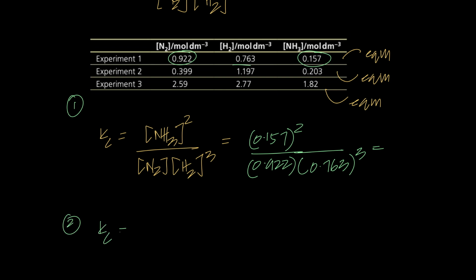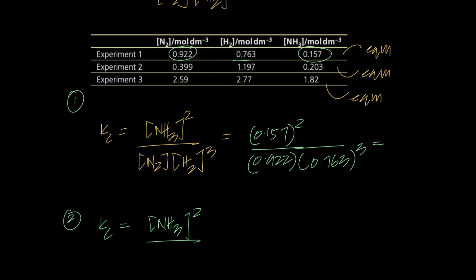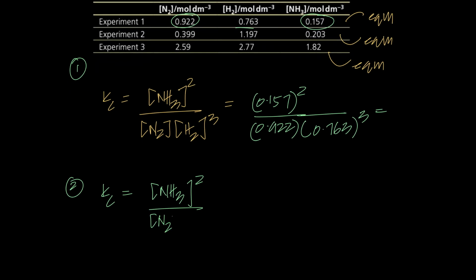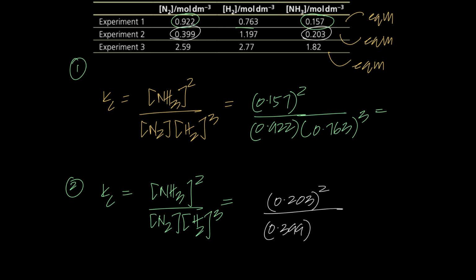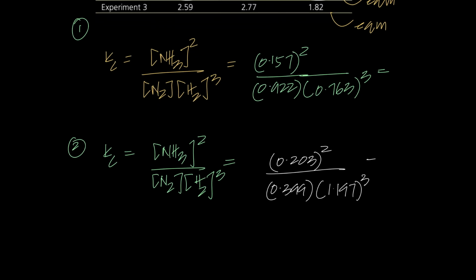I'm going to start with experiment 2. Somebody calculate it and tell me the answer. It's the same idea, just the values change because I've used different concentrations. Let's see if it changes with concentration. For experiment 2, the concentration of NH3 is 0.203 squared, divided by the concentration of N2, 0.399, and for hydrogen it's 1.197 raised to the power 3. Calculate this, please.